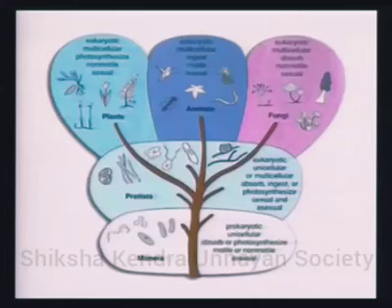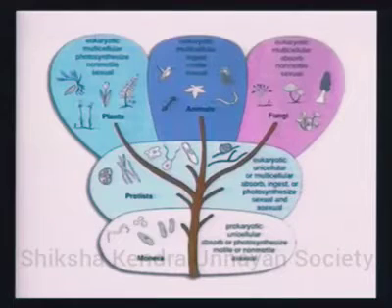And therefore, it was Whittaker later on who classified the organisms into five kingdoms on the basis of whether they were single-celled or multicellular, with a nucleus or without a nucleus. Depending on that, he classified the organisms into five kingdoms: kingdom Monera, kingdom Protista, kingdom Fungi, kingdom Plantae, and kingdom Animalia. Kingdom Monera was different from the remaining four kingdoms because they lacked a nucleus, and therefore they were known as prokaryotes, whereas the remaining four, the Protista, the Fungi, Plantae and Animalia, all had a well-defined nucleus in which was present the DNA, and therefore they were known as eukaryotes.